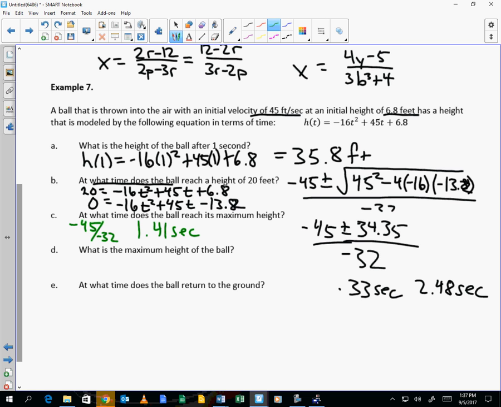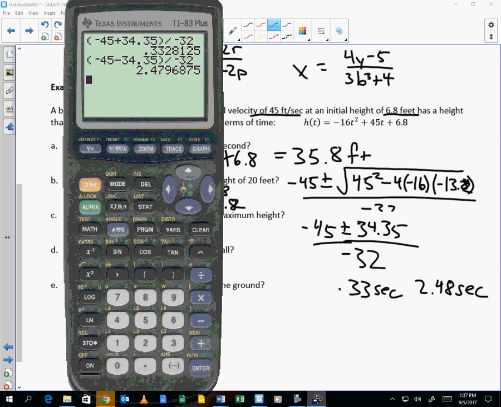Now I want to find the maximum height. Plug it in. Negative 16 times 1.41 squared plus 45 times 1.41 plus 6.8. So I plug the 1.41 in, and I get 38.44.